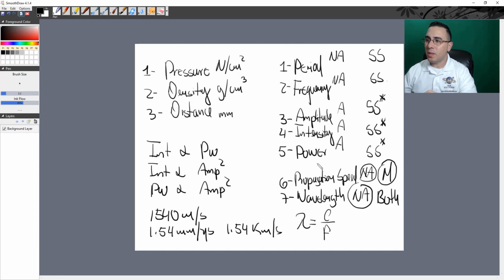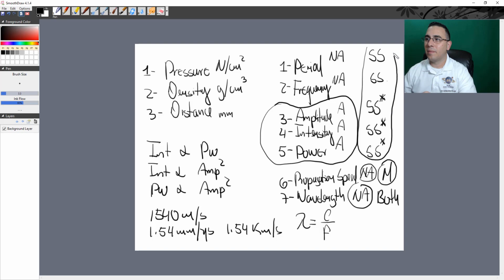If you look at all of this, the only three acoustic parameters that are adjustable are the three bigness parameters, 3, 4, and 5. Period, frequency, propagation speed, and wavelength are non-operator adjustable. Everything depends on the sound source or medium, except for the propagation speed that depends only on the medium, and the wavelength that depends on both. Does it make sense?